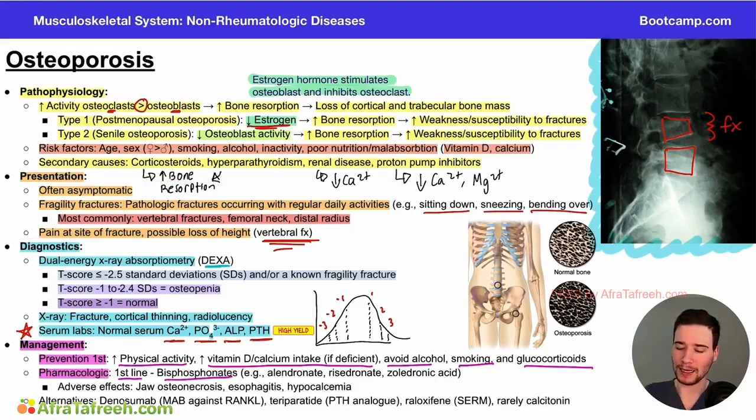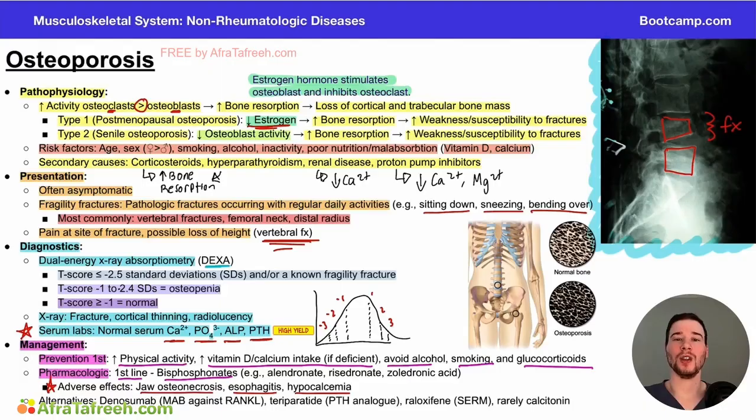However, there are some key adverse effects that we need to know, one of which is jaw osteonecrosis, in addition to esophagitis and hypocalcemia. These are really unique findings, particularly the jaw osteonecrosis. Sometimes they'll give you a patient who has a fracture. They'll talk about how they're on some unknown medication, and now the patient is having significant pain in their jaw when they're chewing.